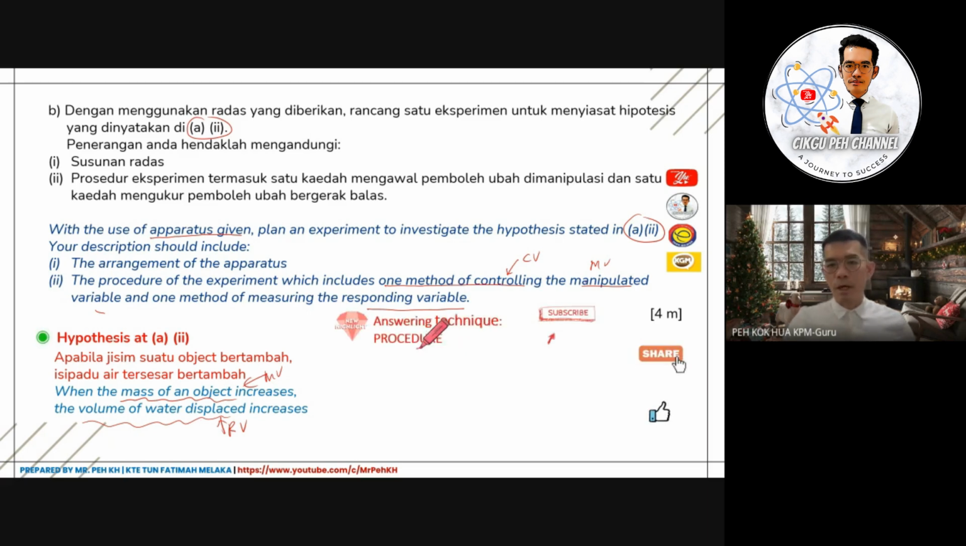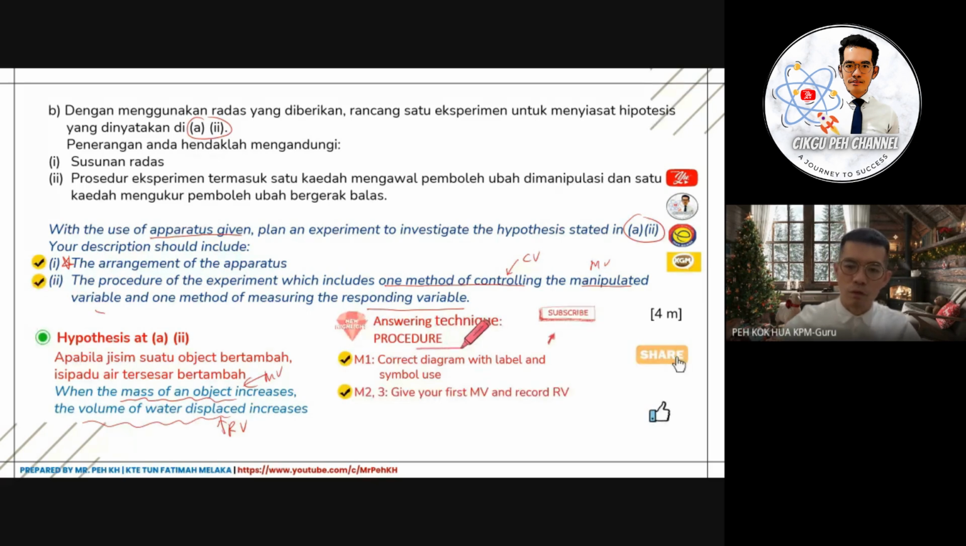Okay, so here is how we can write the correct procedure so that you can get full marks. The first mark will be for the correct diagram with labels and symbols used. So you have to label your diagram, then you can get the first mark, as requested by the question here. Then the second, third, and fourth marks will be for the procedure. So for the first 2 marks, you need to give your first MV.